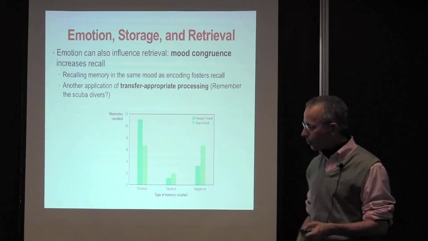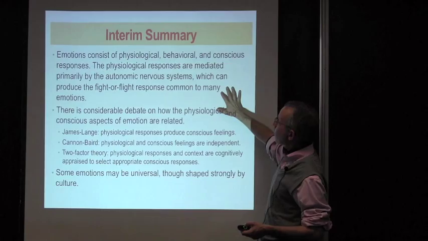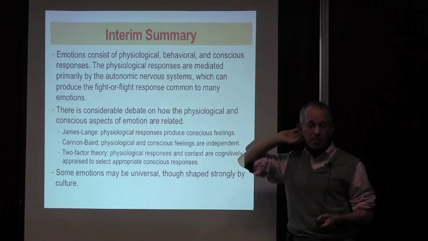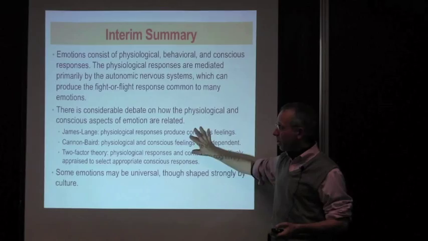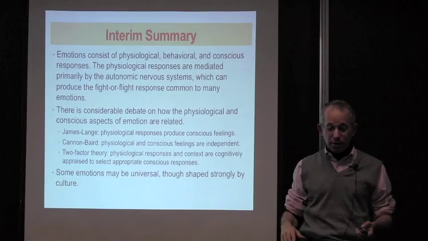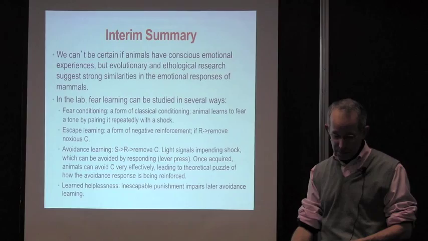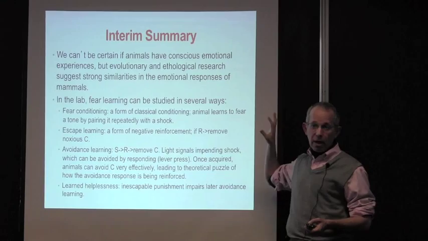Okay? So in summary, emotions consist of physiological, behavioral, and conscious responses. The physiological responses are mediated by the autonomic nervous system, which can produce the fight or flight. There's considerable debate about how these are related, and I won't go into these, but you can read about it in the textbook. And these emotions are thought to be universal and strongly shared through many species, but also shaped by culture. We can't be certain if animals have the same emotional experiences, but all the other data suggests that what animals experience is similar to our own.